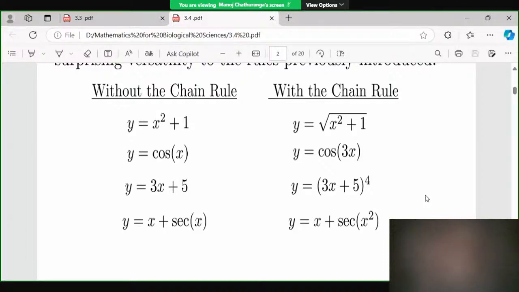Square root of x squared plus 1, cosine of 3x, 3x plus 5 to the power 4, x plus secant of x squared. So these right-hand functions are really complicated compared to their counterparts in the left-hand side. But with the chain rule, we can differentiate all these functions in the right-hand side.